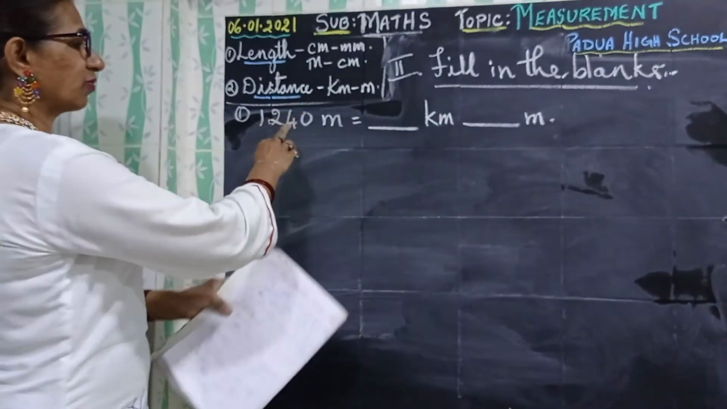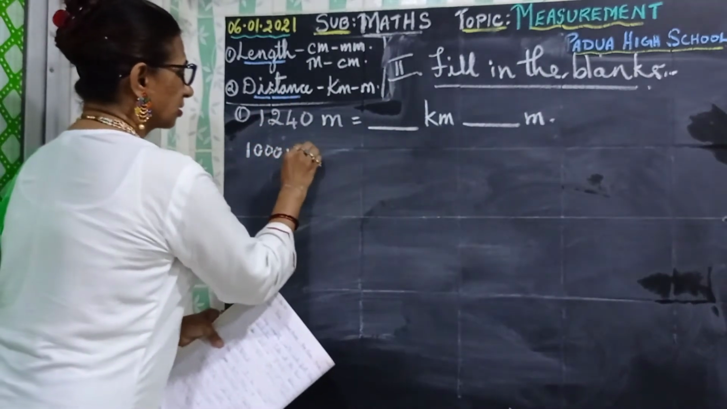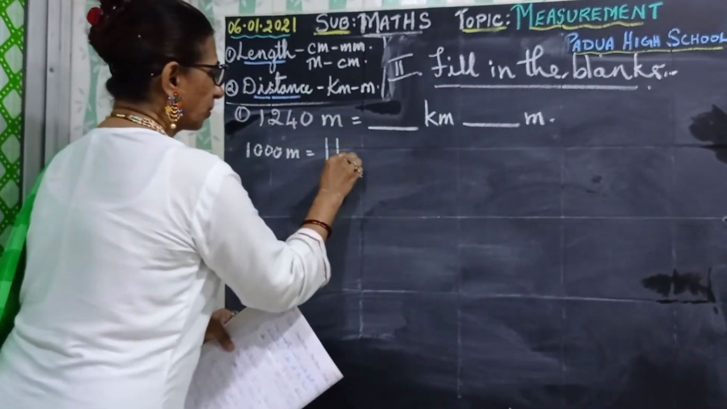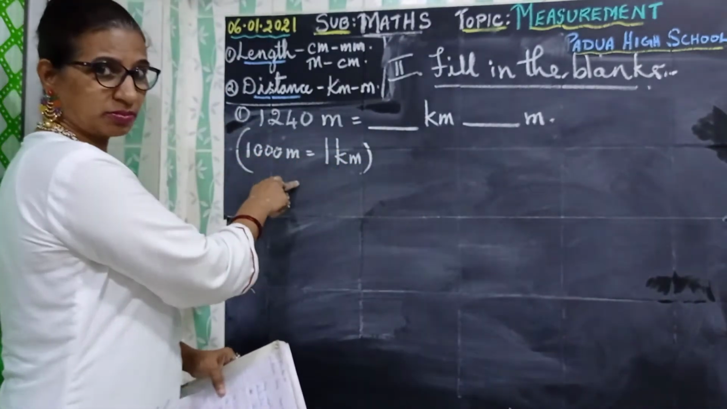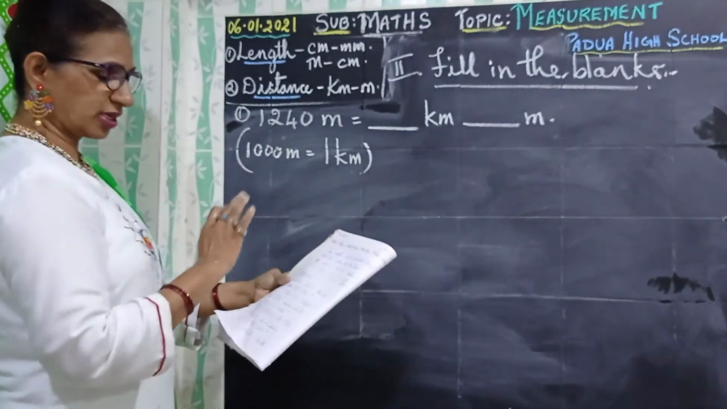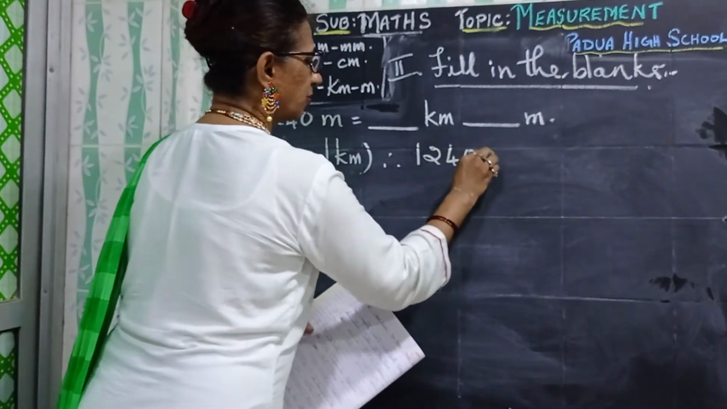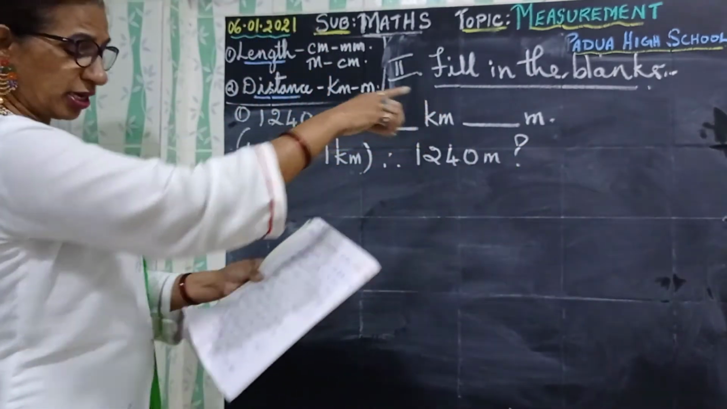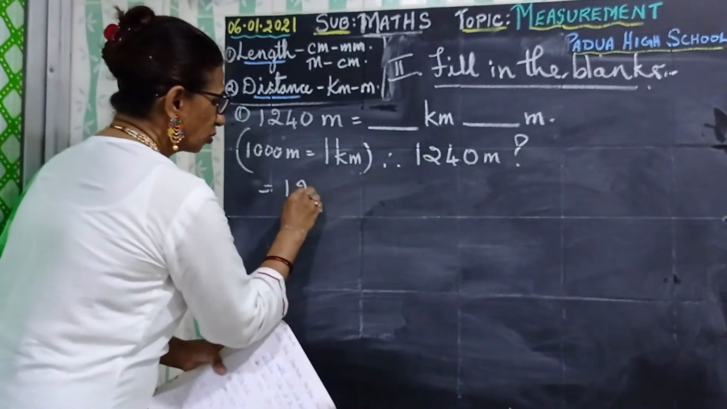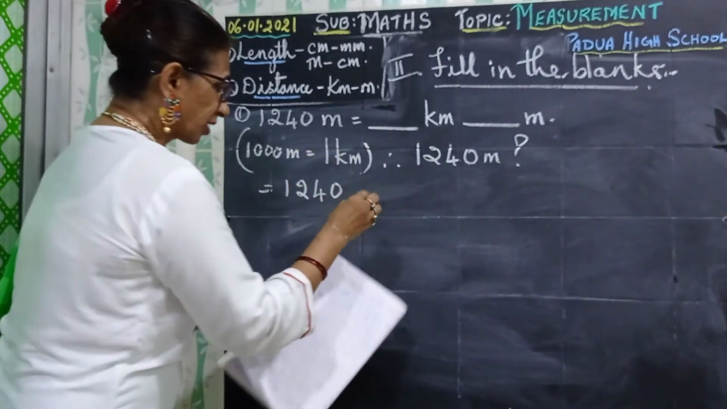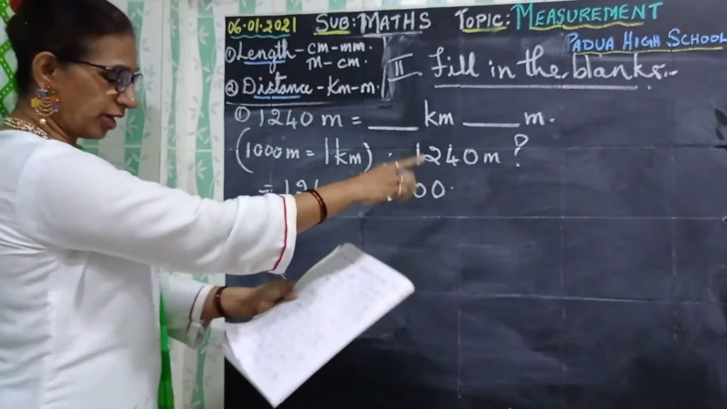Just look here. Now what I will write here is, I will write 1,000 meters is equal to 1 kilometer. Okay, मैंने उल्टा लिखा. हम कैसे लिखते थे पहला? 1 kilometer is equal to 1,000 meters. तो मैंने अभी इसको इंटरचेंज किया. It's the same. Therefore 1,240 meters is how much? Okay, so now what I will do, I will write that is equal to 1,240 divide by 1,000. Okay, divide by 1,000.